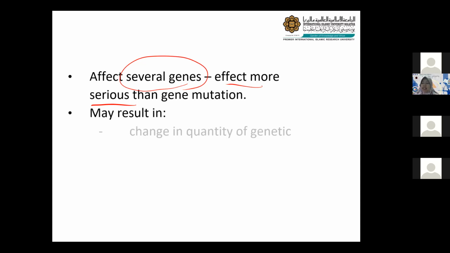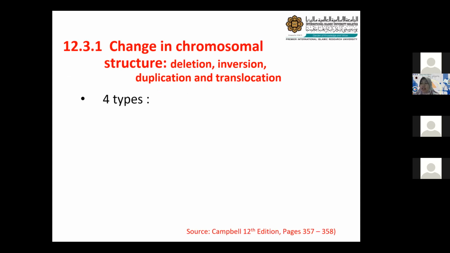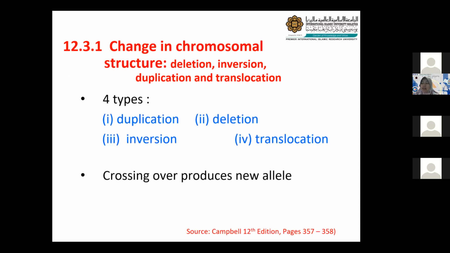Okay, it can result in change in quantity of genetic materials. It can also cause a rearrangement of genetic material. Sebab tu kesan dia lagi besar. Okay, there are 4 types of changes in chromosome structure. Remember, we are discussing changes in chromosome structure. 4 types. Okay, duplication. Duplication means double, duplicate. Inversion, deletion, and translocation. Translocation means berubah tempat. Alright, so kita akan discuss lah yang mana yang sempat.